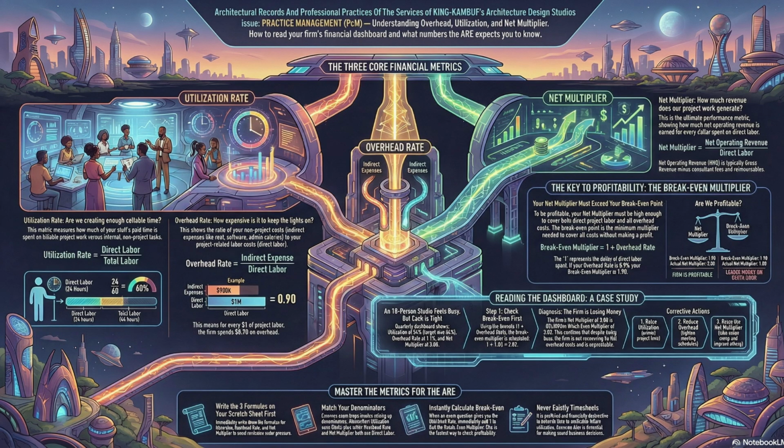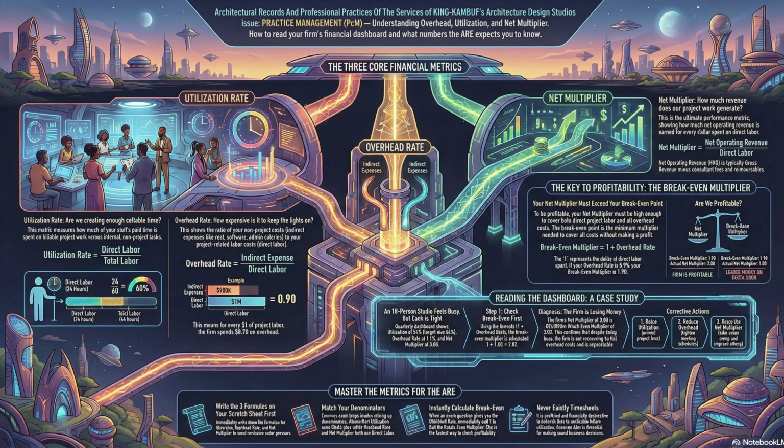And this brings us back to that sanity check. We don't even need to calculate the full net multiplier to know if a firm is failing. We only need the break-even multiplier. That's the critical shortcut. The break-even multiplier is always 1 plus the overhead rate. So if our overhead rate is 0.90, our break-even is 1.90. This means if your actual net multiplier from your projects is 1.80, you know immediately, without doing any further math, that the firm is losing money.